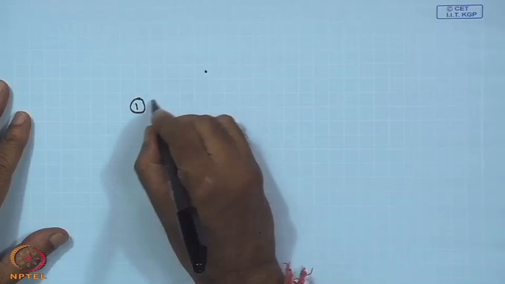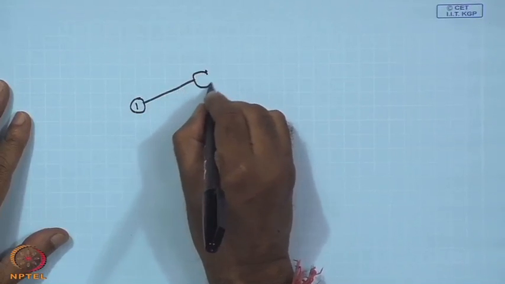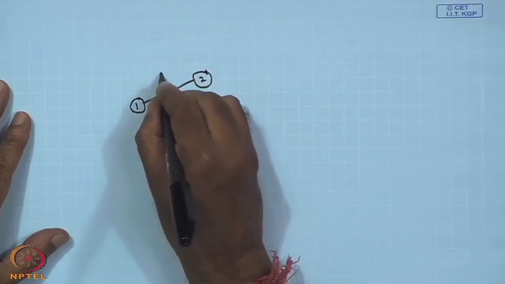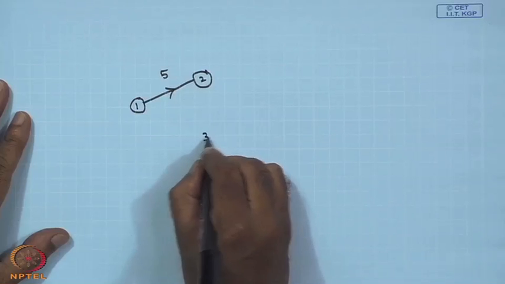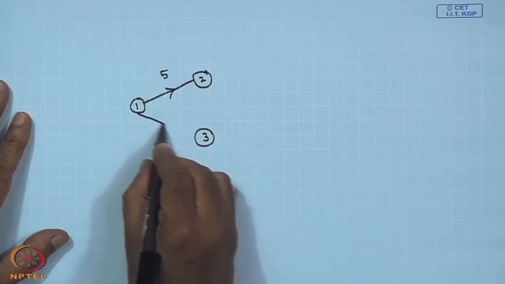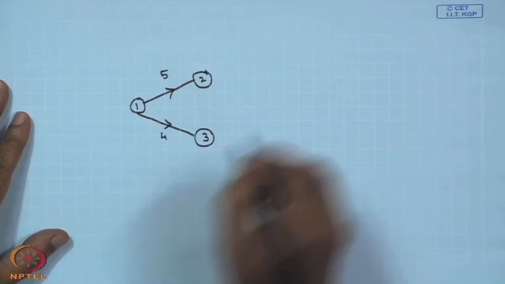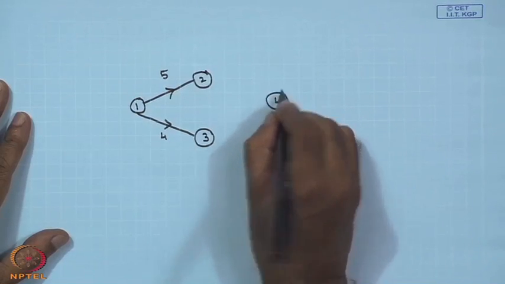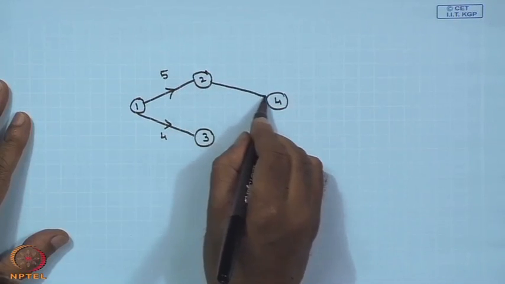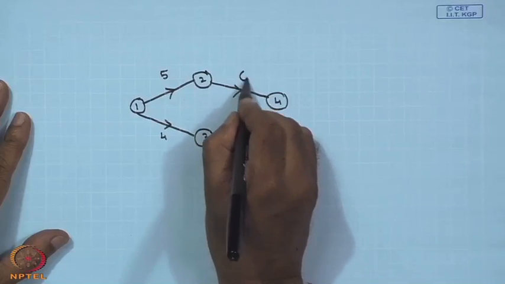This is activity 1, this is your activity 2, time taken is 5, this is your activity 3, time taken is 4. We have the activity 4. Now, 2 to 4, the time taken we have given 6.